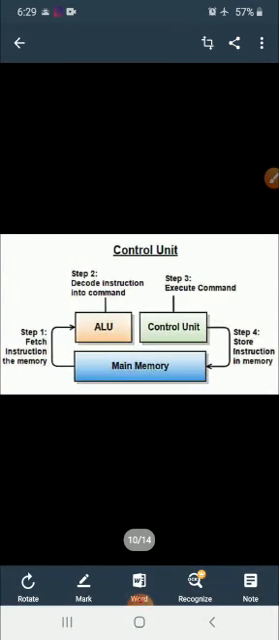Next is the control unit. This controls every other component of a system, extracts instructions from memory, decodes them and sends the necessary signals to the ALU to perform the required operation. This is also called the central nervous system of a computer as it manages all other units. Types of computers based on principle: analog computer, digital computers and hybrid computers.